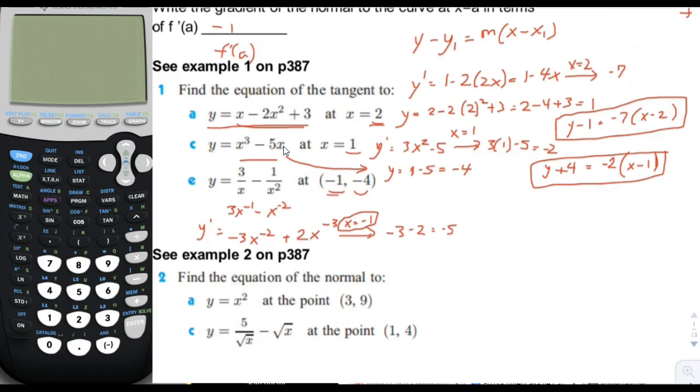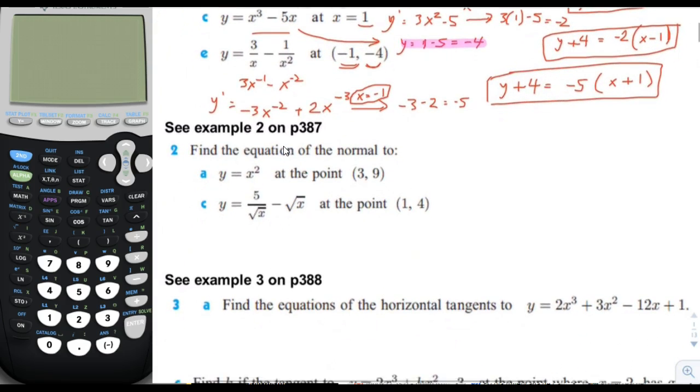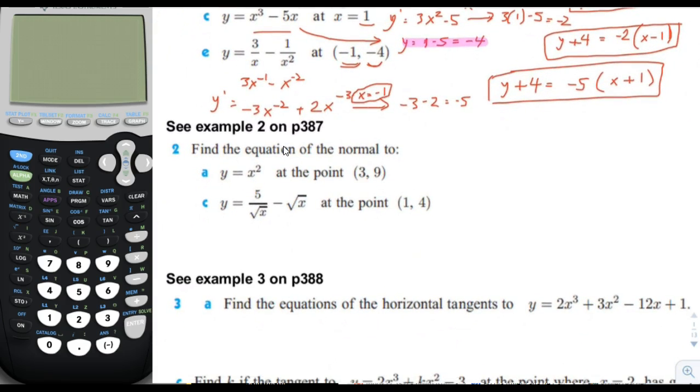And now we already have the x and the y coordinate. They gave it to us, so we don't even need to do this part where we evaluate y with the function. We already know that y is negative 4. So we just put in the m value there from the derivative, and then we put x minus a negative 1, which is x plus 1. So that was actually easier because they gave us the negative 4 y value there.